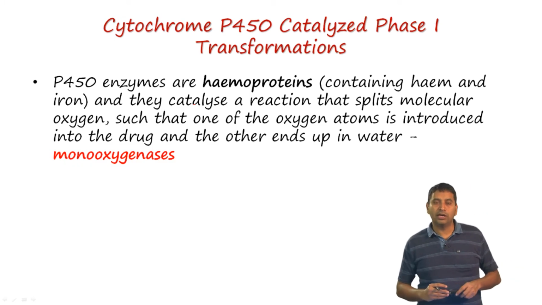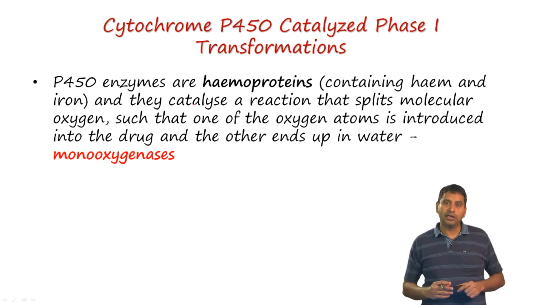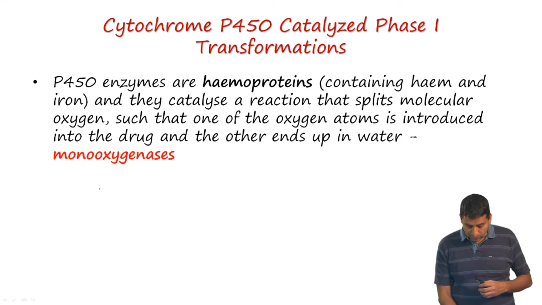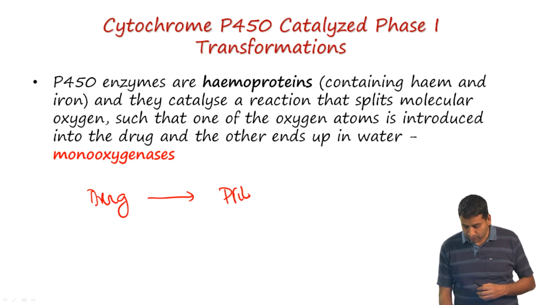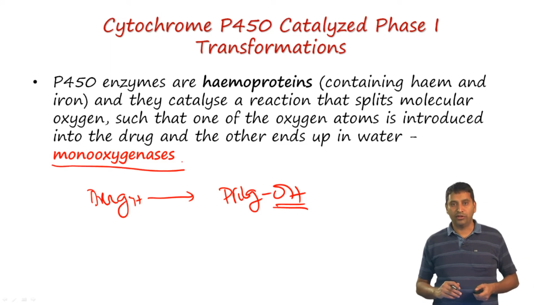So, now let us look at a little bit in detail about P450 catalyzed transformations. P450 are heme proteins, that is they contain heme and iron, and we will look at some of these details in the subsequent lectures. And they catalyze a reaction that splits molecular oxygen. We already saw that in the previous slide, and one of the oxygen atoms is introduced to the drug. So, the drug starts out as drug H and it ends up as drug OH. So, this is the OH that is added, and so these enzymes are known as monooxygenases.